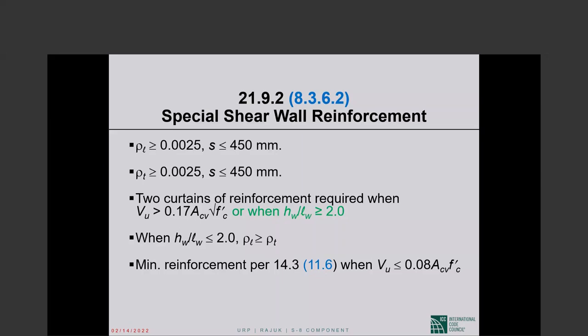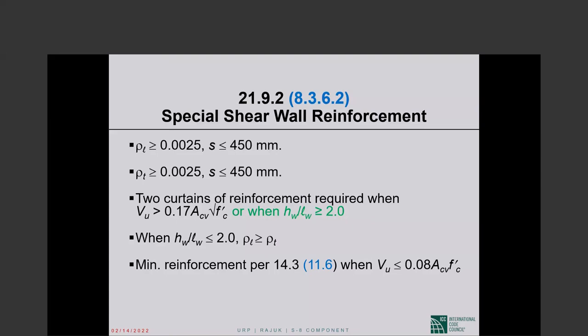Okay. Then for height to length ratio less than or equal to 2, where you are not exactly assured of flexural failure ahead of shear failure, the vertical shear reinforcement ratio shall be at least equal to the horizontal shear reinforcement ratio. Okay, so for the shorter walls, all the way up to height to length ratio of 2, the vertical shear reinforcement shall not be any less than the horizontal shear reinforcement.